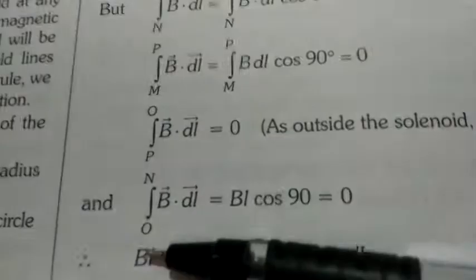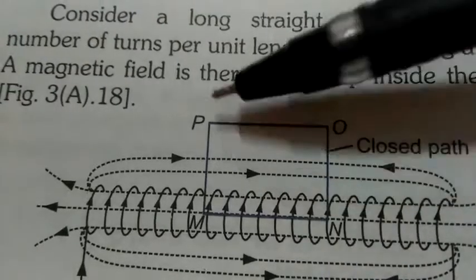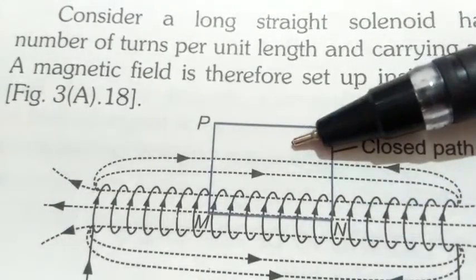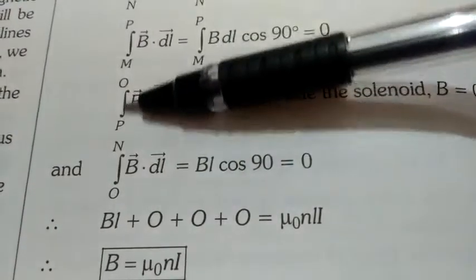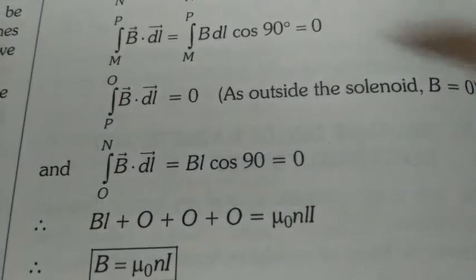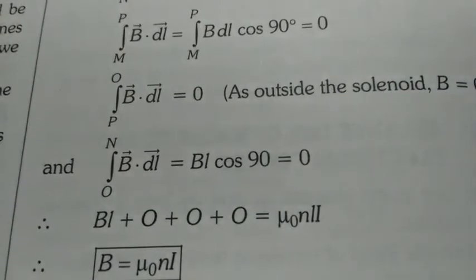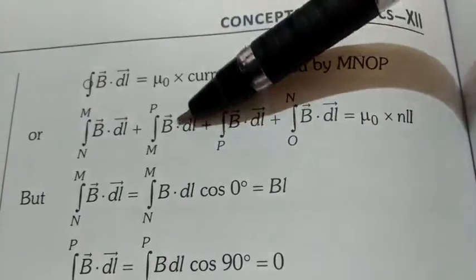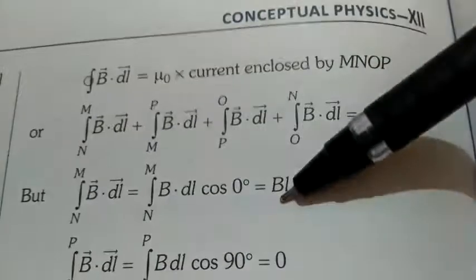Okay, now OP is outside the solenoid. Here you can see OP is outside the solenoid, and outside the solenoid means there is no current here. Okay, no current means no magnetic field. So for OP, B·dl becomes 0, as outside the solenoid B equals 0. Okay, and ON is again perpendicular, so it becomes 0. So we have now seen that out of these four parts, three will become 0, and only one part will be left whose value is BL.